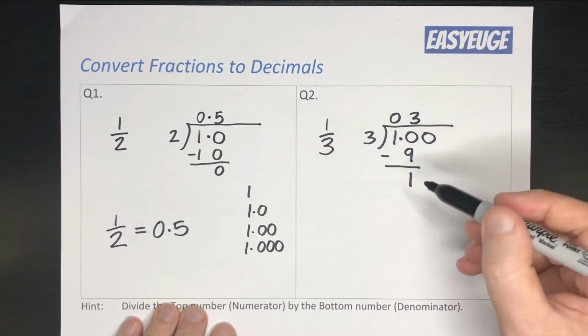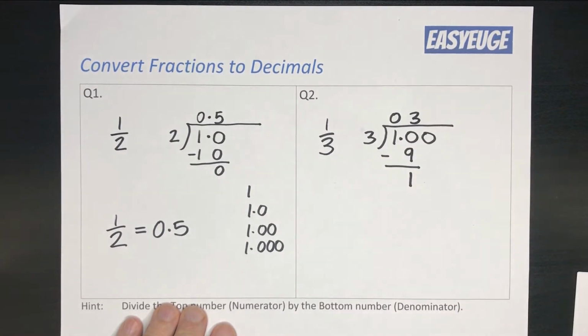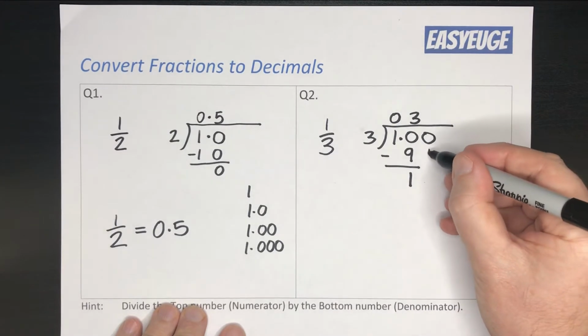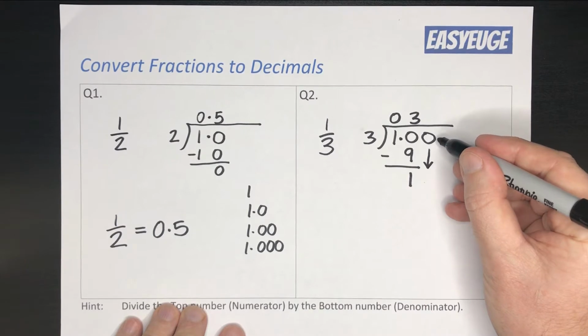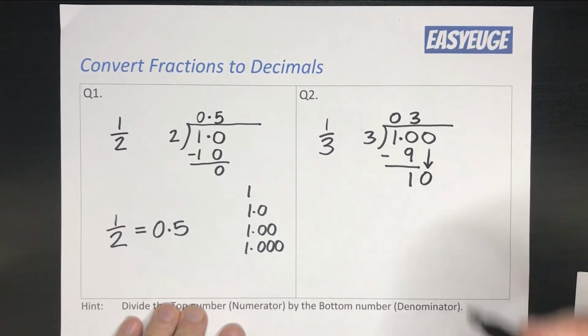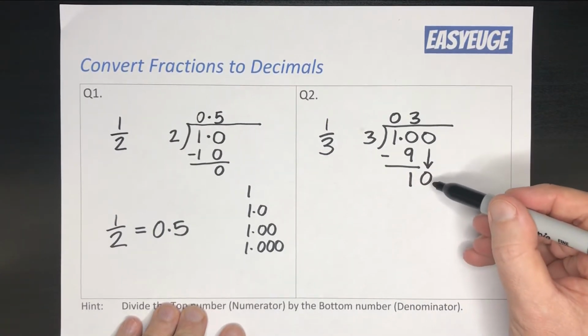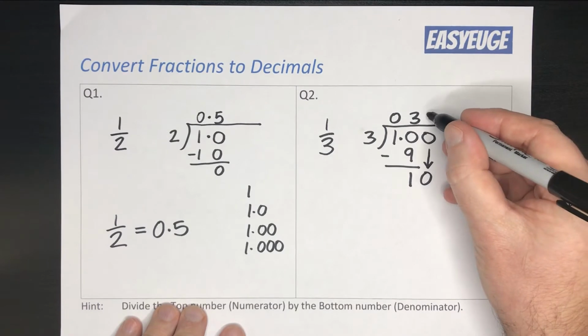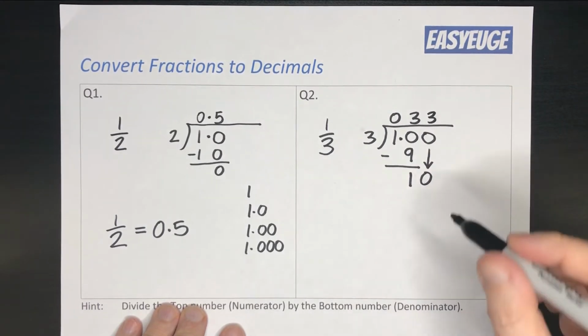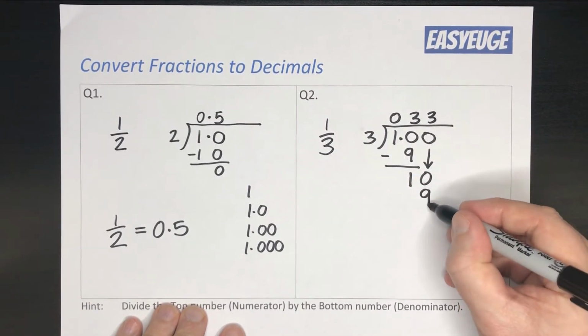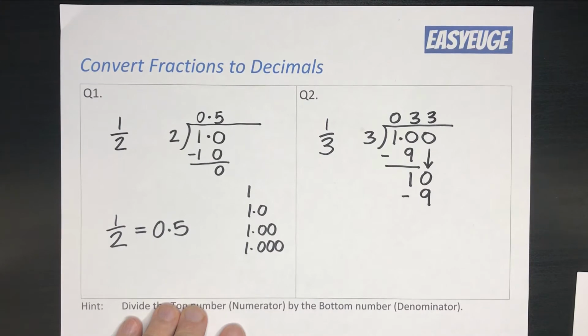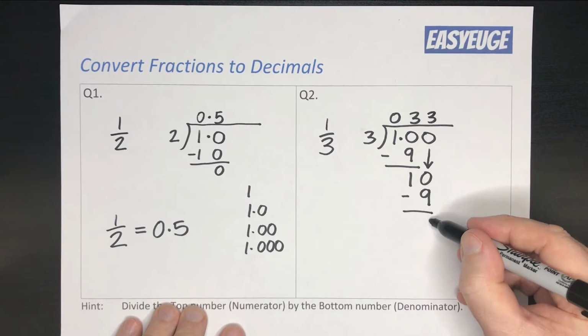Will 3 divide into the number 1? No, it won't. So we need to bring down the next number from the calculation. So we'll bring down the 0. So 1 now becomes 10. Will 3 divide into 10? Yes, it will. It will go in 3 whole times. So we put that up there. Let's work out the remainder. 3 3s are 9. We'll put our minus to work out the remainder. We'll draw our bar. 10 take away 9 is 1.